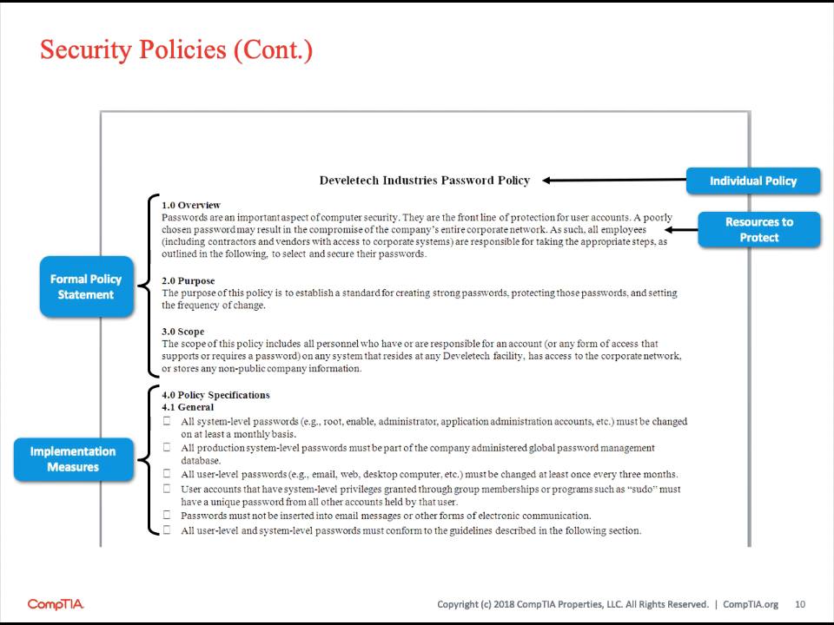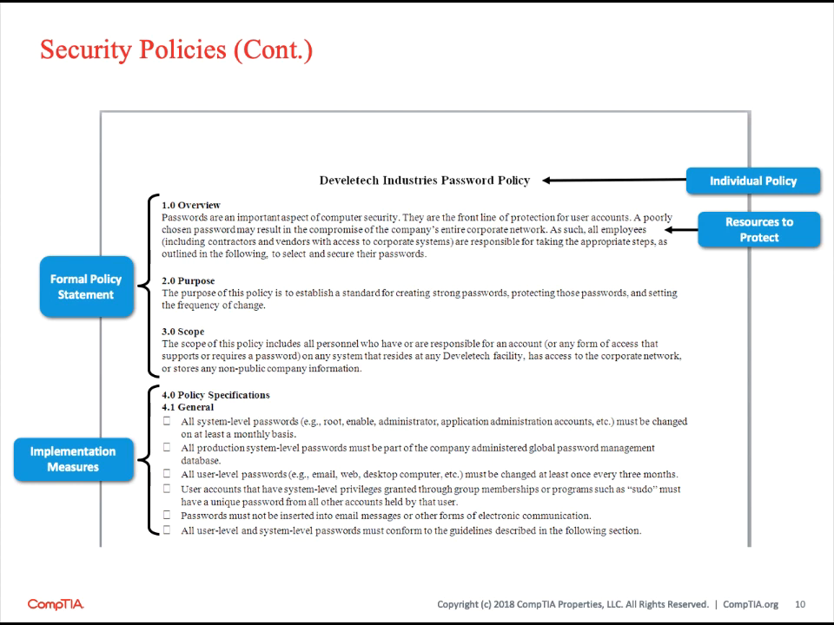And then we have a formal policy statement. And this is going to tell us the purpose of this policy. And the purpose of this policy is to create strong passwords, protect these passwords, and we are also going to set the frequency of change, right? Because many of you may have noticed a lot of websites now and organizations mandate that you may have to change your password every 30 days, 60 days, 180 days. As a matter of fact, I believe that Montgomery College is making us change passwords like every 180 days, right?